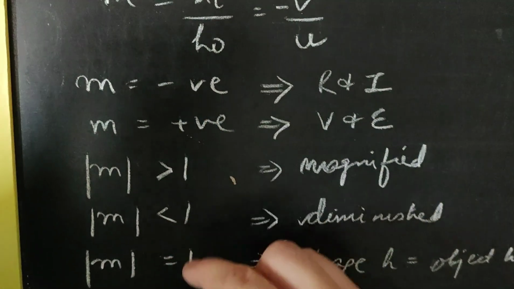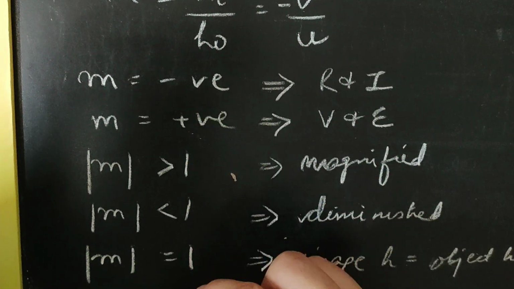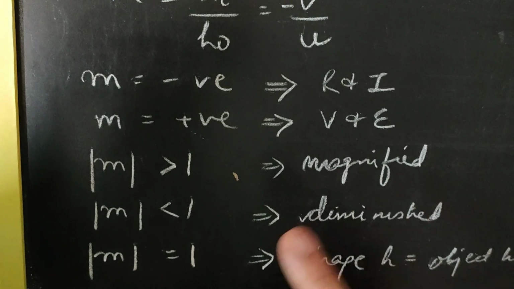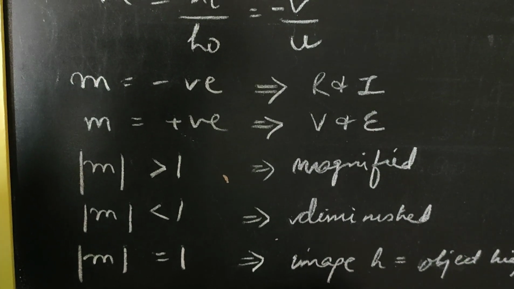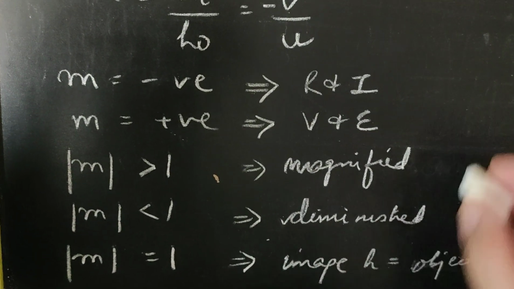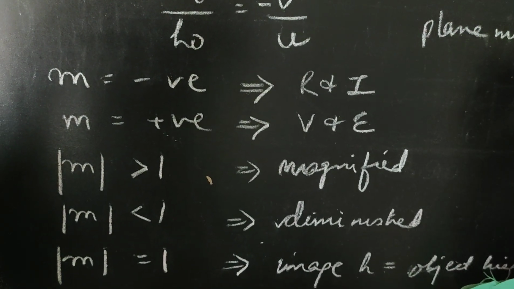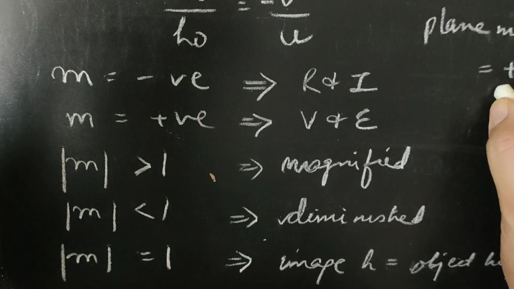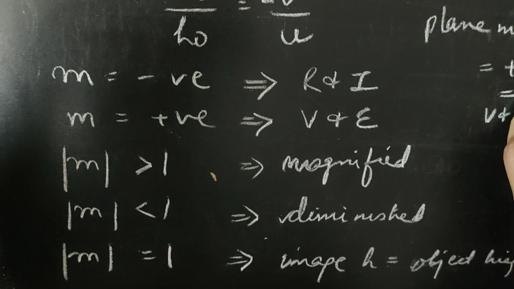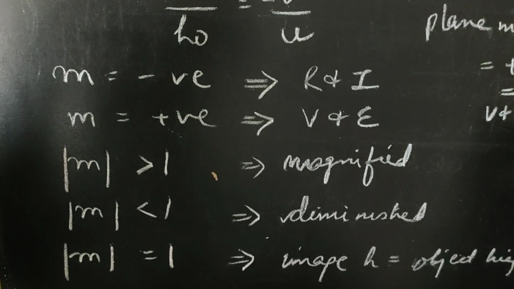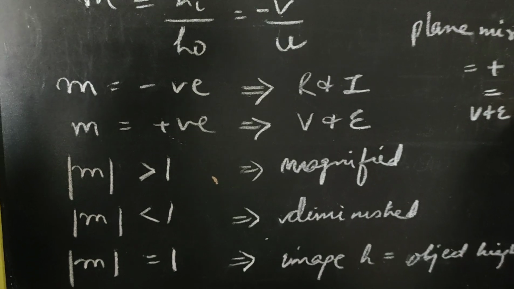So looking at the sign of the magnification and the value of the magnification, we can make out what is the type of the image and what is the mirror. Also remember, for plane mirror the magnification is +1. Why? Positive because it always forms virtual and direct images, and 1 because the image size and the object size is the same.